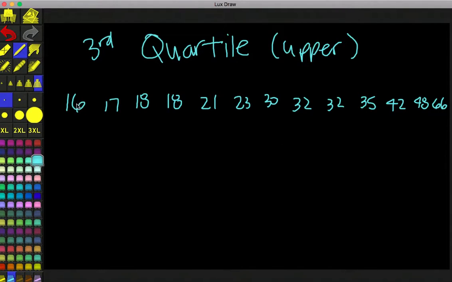I'm going to count those. 1, 2, 3, 4, 5, 6, 7, 8, 9, 10, 11, 12, 13. It's 13. So the first thing I'm going to do is cut this in half. I'm going to find my median, which is the middle number. So that would be number 7. 1, 2, 3, 4, 5, 6, 7. So 30 is my median. I'm just going to draw a little arrow.